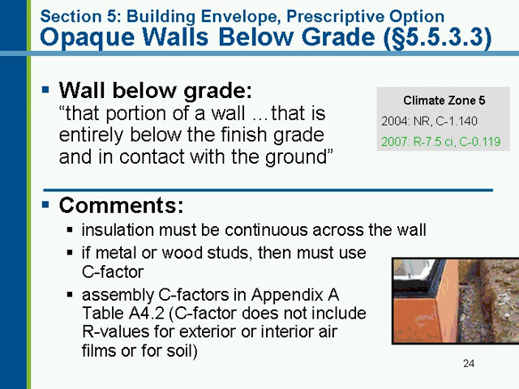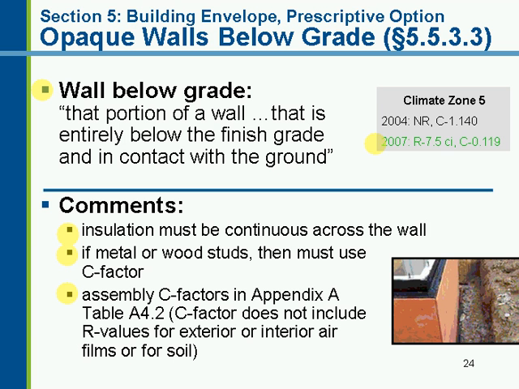For walls below grade, this is any portion that's entirely below the finished grade. The requirement in Climate Zone 5 is R7.5 continuous insulation. Typically, this would mean an inch and a half of rigid insulation. So this is a change from 2004, where actually there was no requirement for these walls in Climate Zone 5. The insulation must be continuous across the wall. Again, if you've got metal or wood studs, you need to use the C-factor tables.